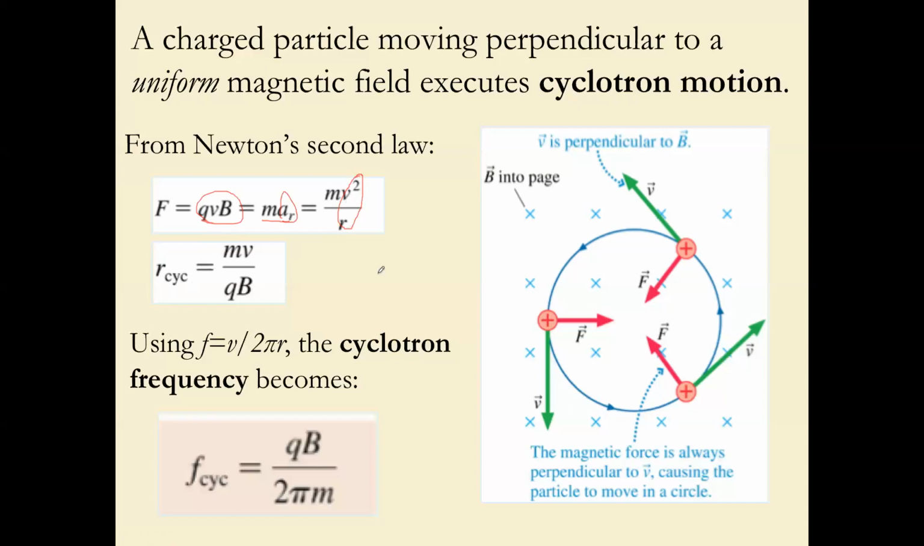From here, when you find R, the cyclotron radius, the distance from the center to the moving charge, is equal to mass times speed over q times magnetic field. We know that frequency is equal to speed over 2 pi r. So if you plug into the equation here for the frequency, we will calculate the cyclotron frequency as qB over 2 pi m.